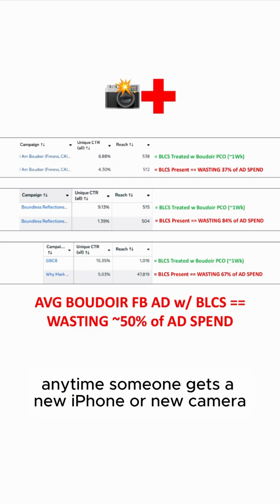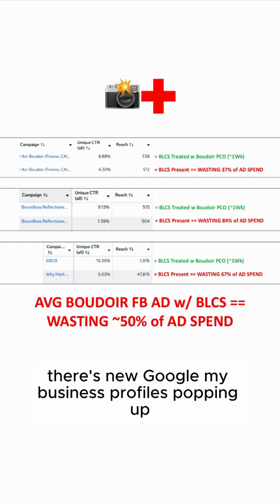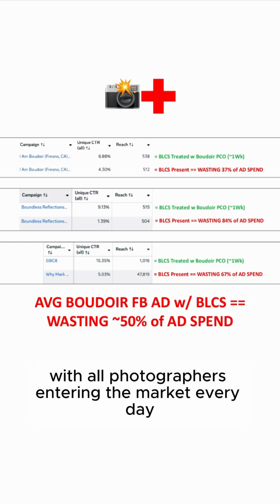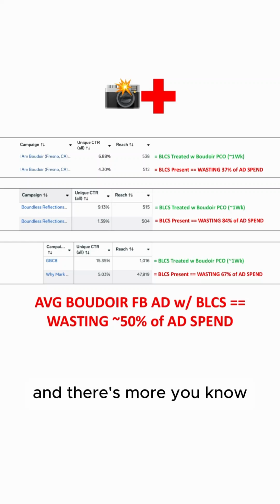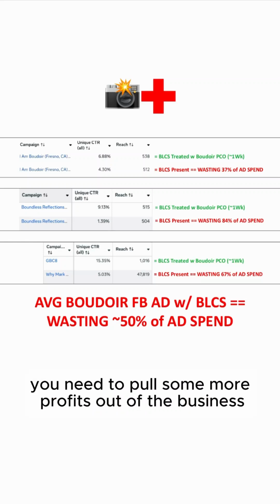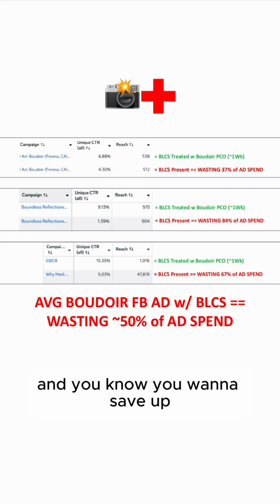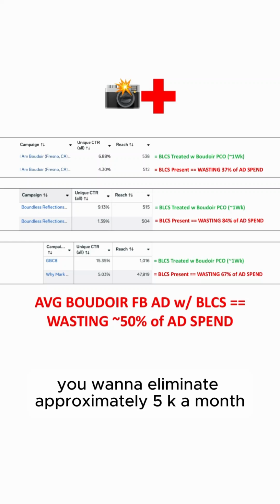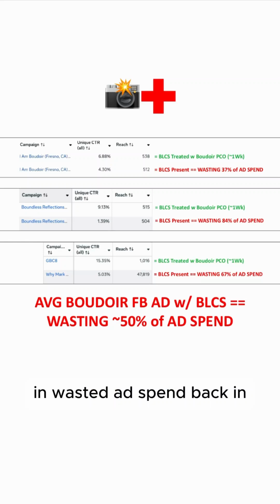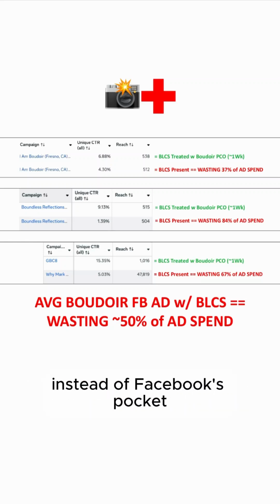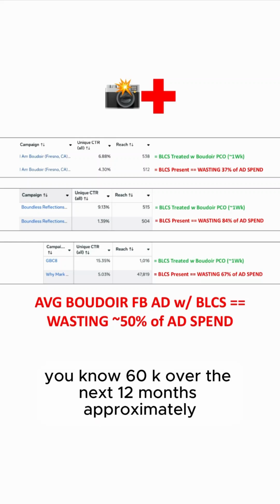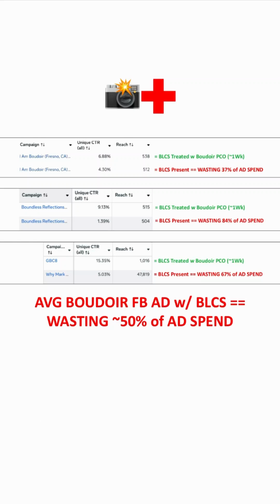Anytime someone gets a new iPhone or new camera, there's new Google My Business profiles popping up. More boudoir photographers entering the market every day, and there's more inflation in life. So you need to pull some more profits out of the business, and you want to eliminate approximately 5K a month in wasted ad spend on average. Put that back in your pocket instead of Facebook's pocket, where it's being wasted. 60K over the next 12 months approximately.